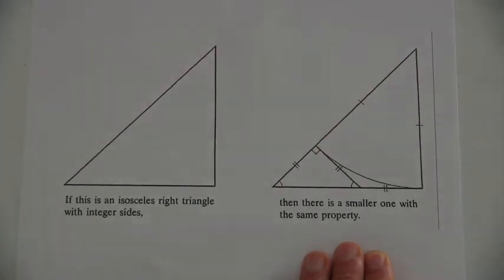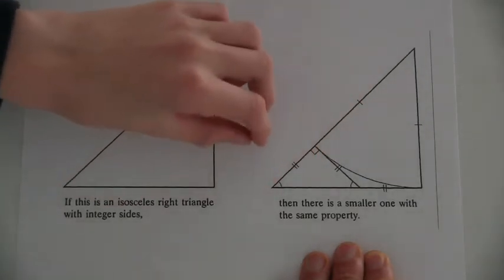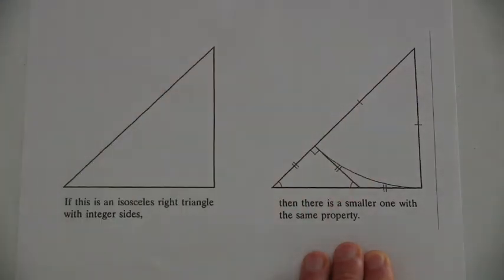Eventually he won't be able to repeat this process anymore. Why not? Because if you start with finite integers, eventually you'll get down to a point, say you have the 1, 1 and an integer here, and you can't create a smaller triangle. Right, it's the same problem. This is called proof by descent, or sometimes infinite descent.